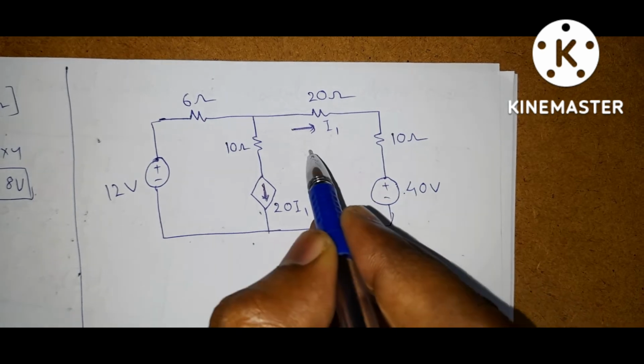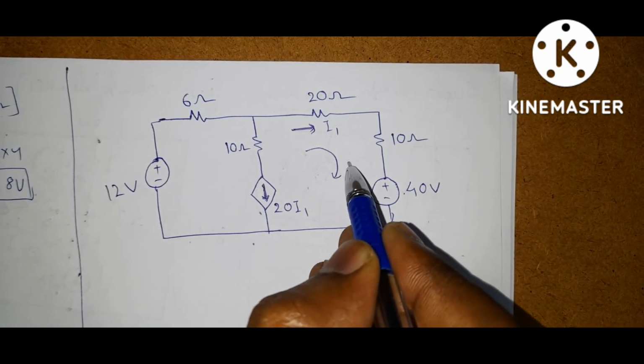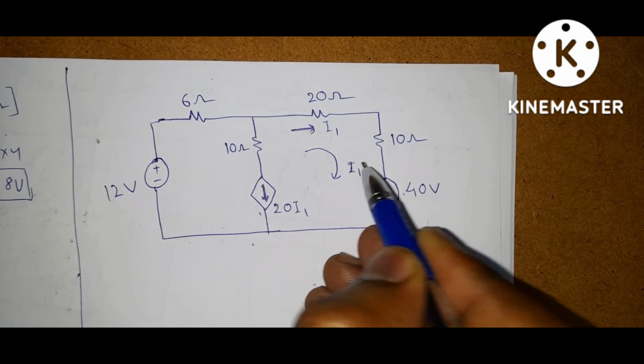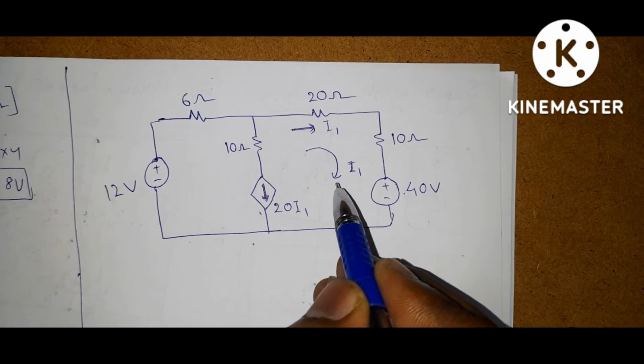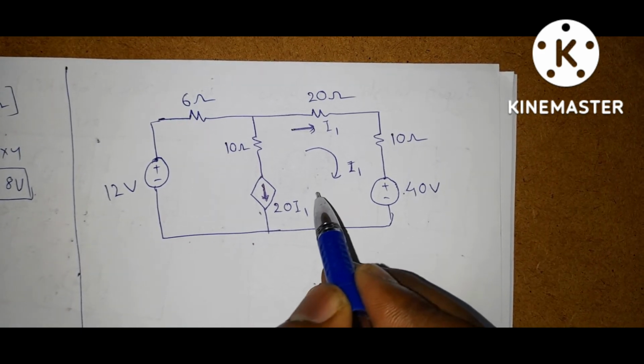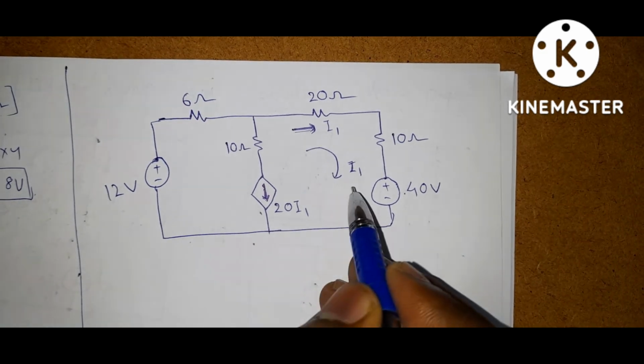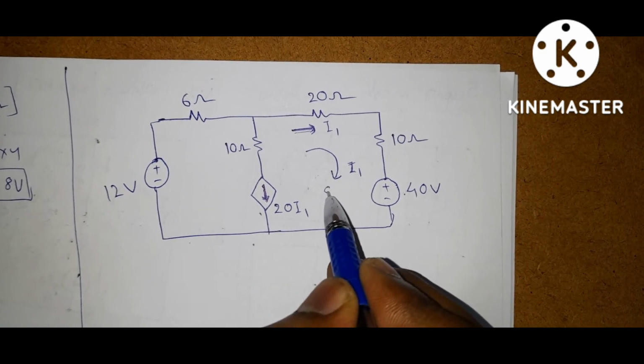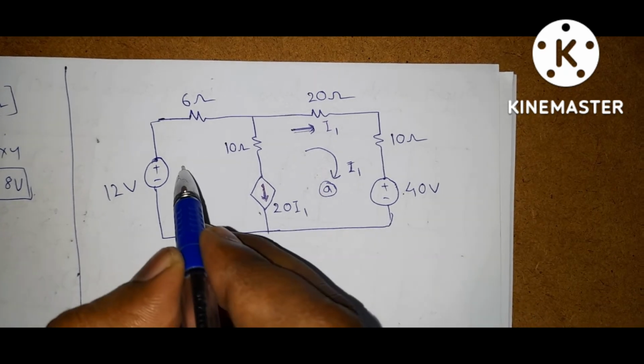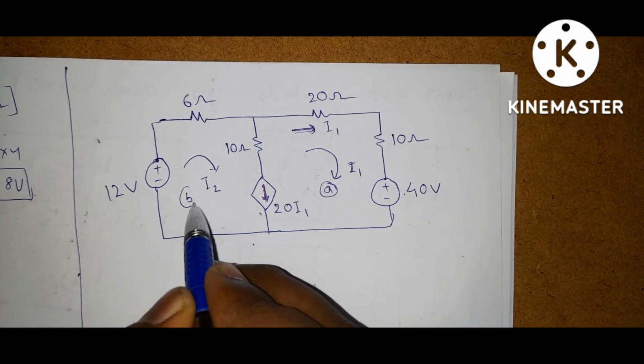So here this branch current is I1, which indicates this loop current, so it is in the clockwise direction. It is already given as I1. Don't change this direction, don't take my counterclockwise direction, because the current direction is already given by the examiner. So it is I1, let it be loop A, and this current is I2, let it be loop B.